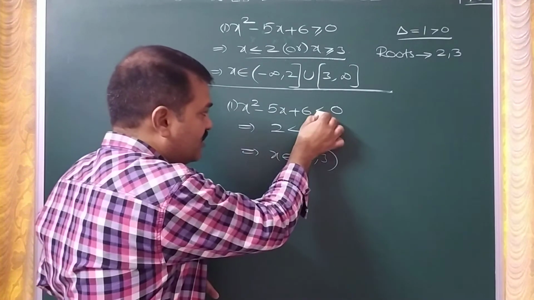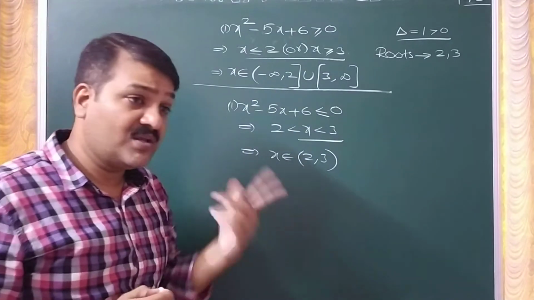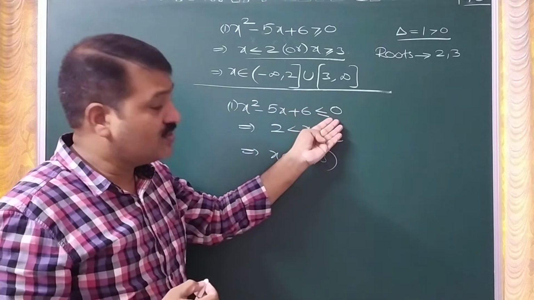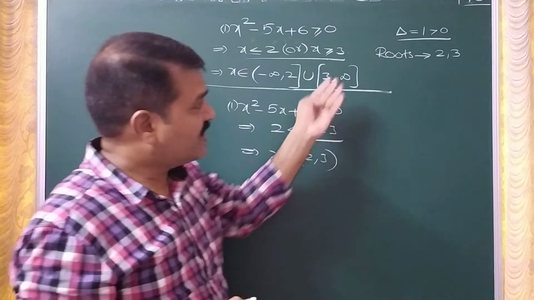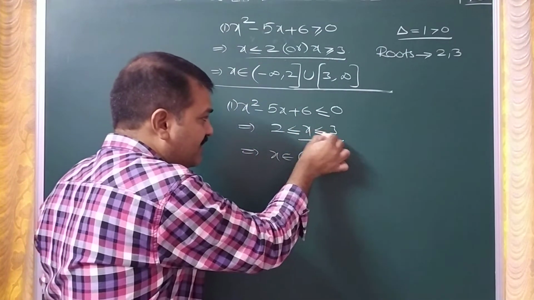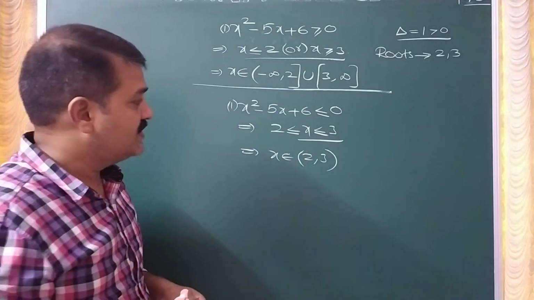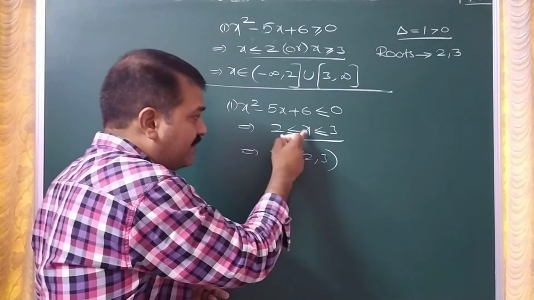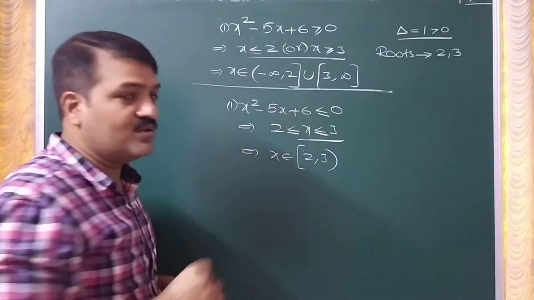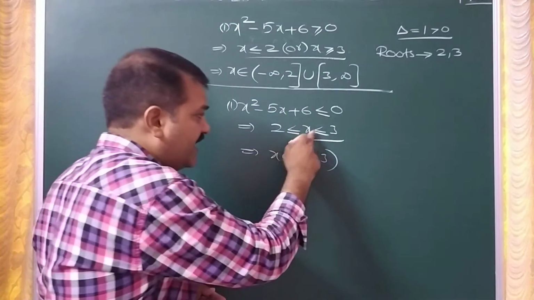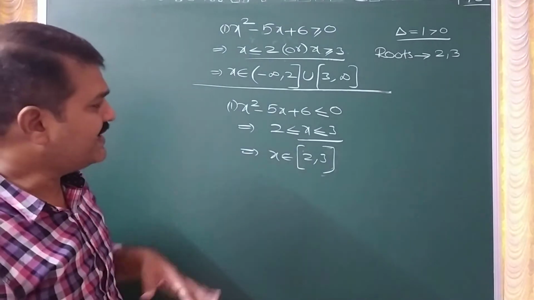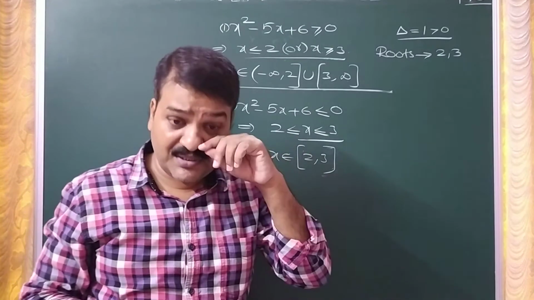For example, if the question is less than or equal to 0, that means the expression can be 0 also. That means you can include the roots. So therefore you can include 2 and 3 also here. When 2 can be included, instead of an open bracket we will put a closed bracket for 2. 3 can be included, so take a closed bracket here. Like this the solutions are going to change.